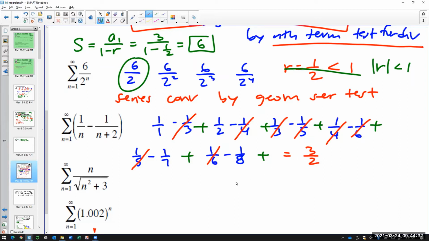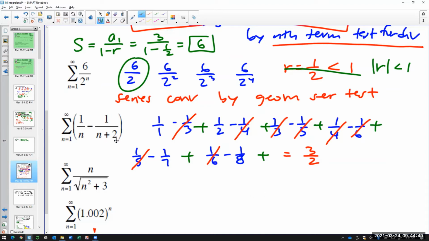I can only ask you for the sum for 2 different tests. Which 2 are they? The geometric and the telescoping. Otherwise, I won't ask you for the sum. And so that means that's actually a big hint. If I ask you for the sum, then I'm actually already telling you that it's a geometric or a telescoping test. That's kind of a big hint too.